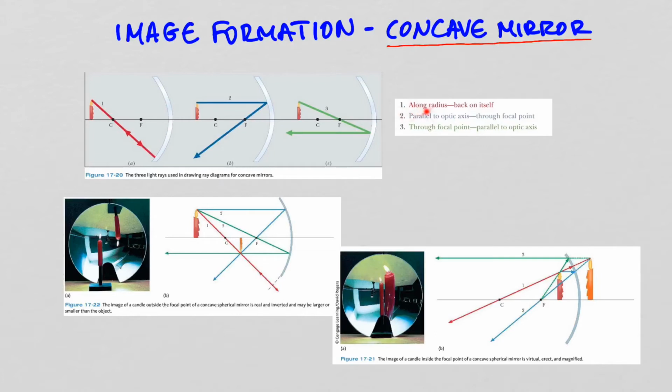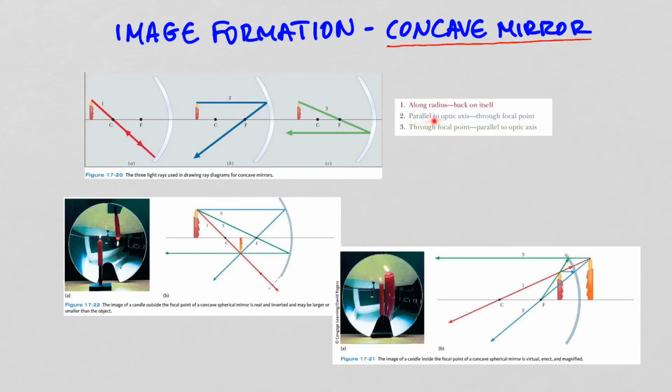Number 1, along the radius of the curvature of the mirror. So this light ray starts from the tip of the object, hits the mirror. Since this is along the radius and the mirror is a part of a spherical surface, that means that this light ray is incident perpendicular to the surface of the mirror here. That means that it is going to reflect straight back and go back on the way it came from. And so this light ray passes through the center of the mirror.